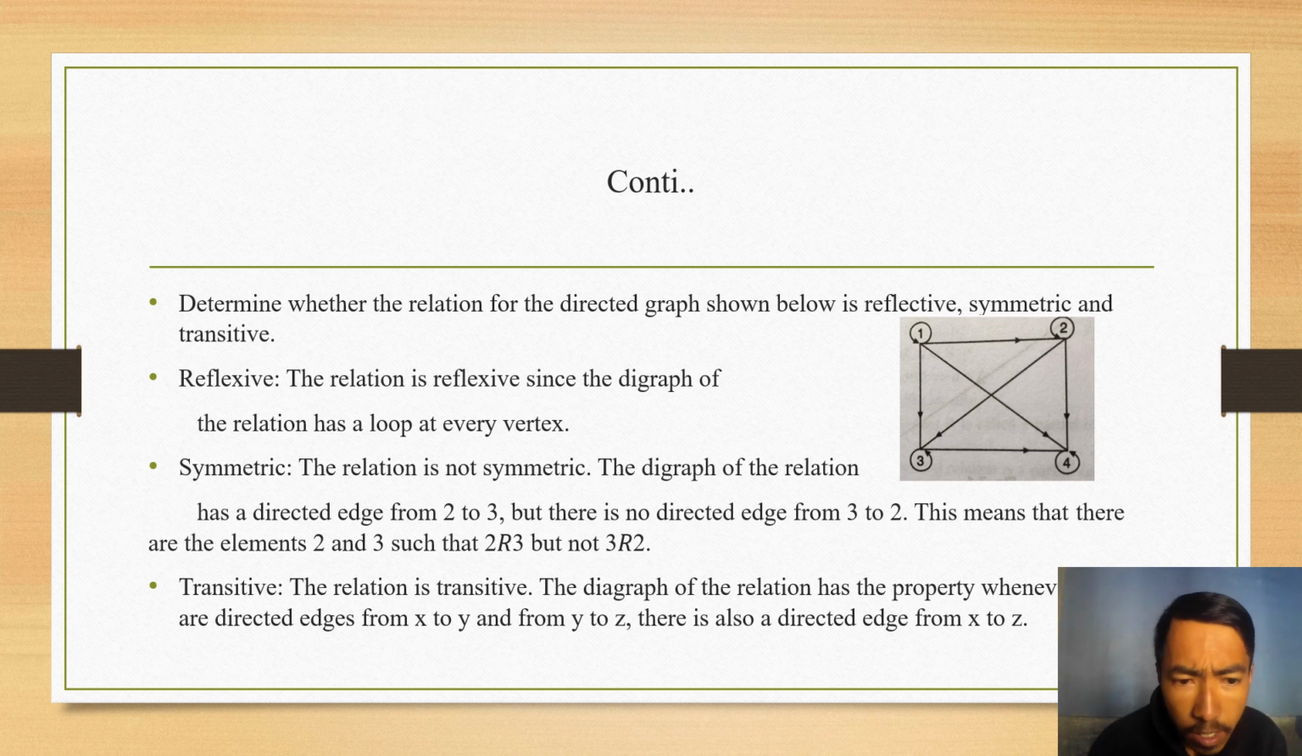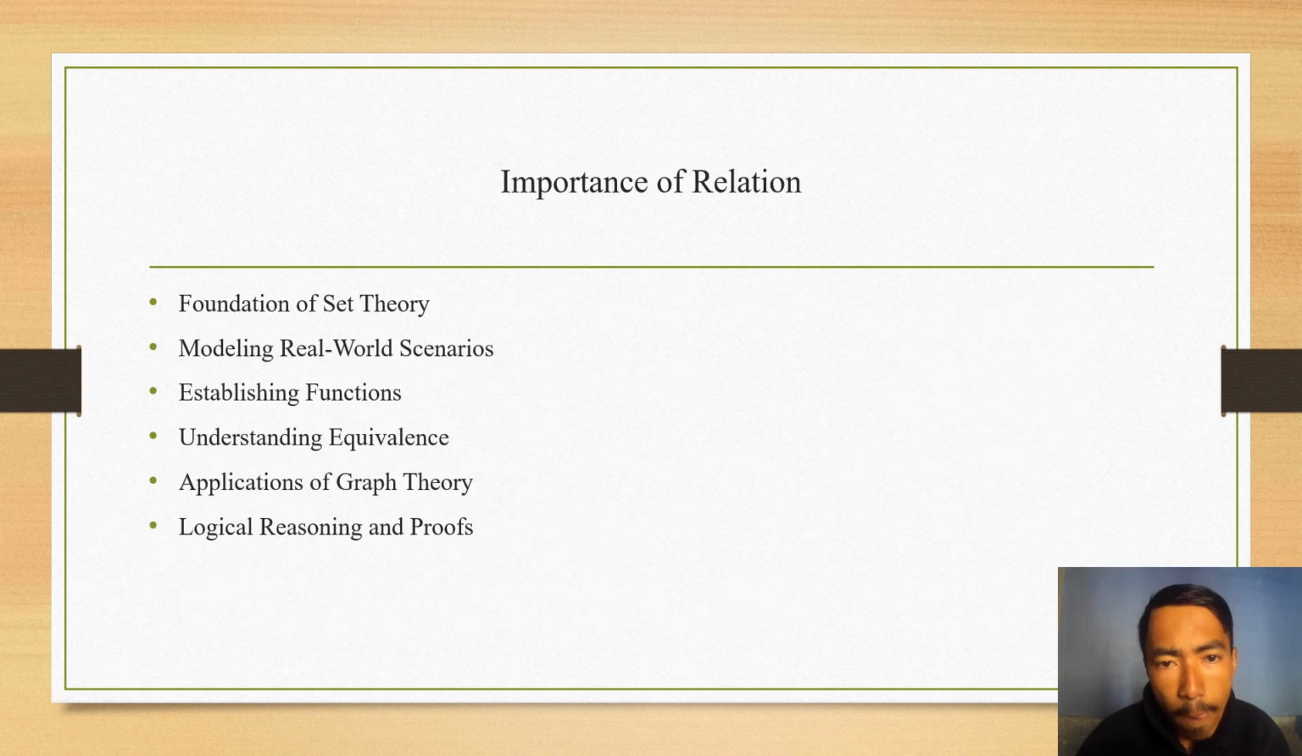Another is transitive. The relation is transitive. The diagram of the relation has the property that whenever there is a directed edge from vertex 1 to 2, and then from vertex 2 to vertex 3, there is also a directed edge from 1 to 3. That's why the figure shown is a transitive relation.